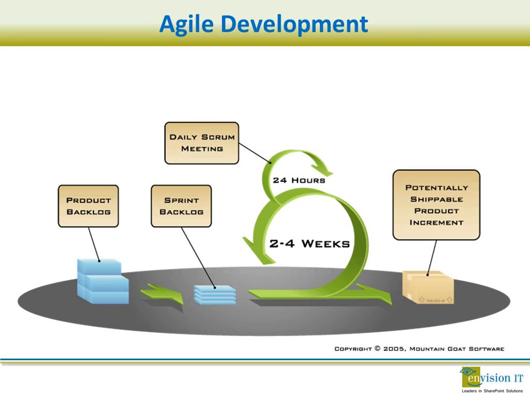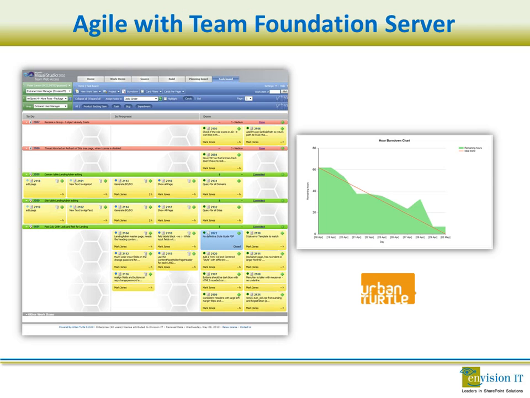We'll also talk about Agile in a SharePoint context, where a development team works closely with the product owner, typically in 2-week-long sprints, to define, build, document, and test potentially shippable product increments in an iterative process. We'll look at how we integrate that in with Team Foundation Server, and in particular how we use an add-on product called Urban Turtle to help manage the product backlog, the sprint backlog, the burn down, the artifacts around an Agile process.